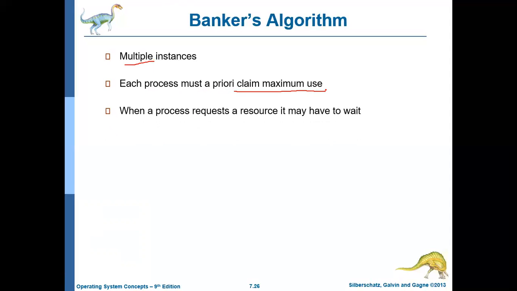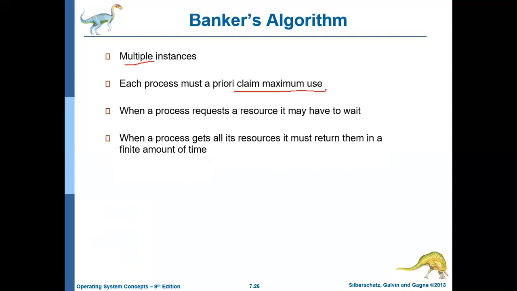Sometimes when a process requires a resource, it may have to wait. That may happen because currently the operating system may not have that many resources, or the resource might have been held by some other process. So the process may have to wait until the other process releases the resource.